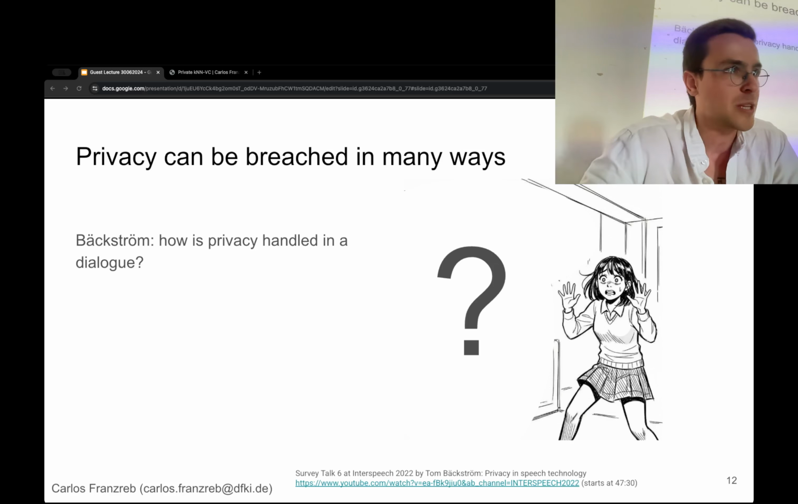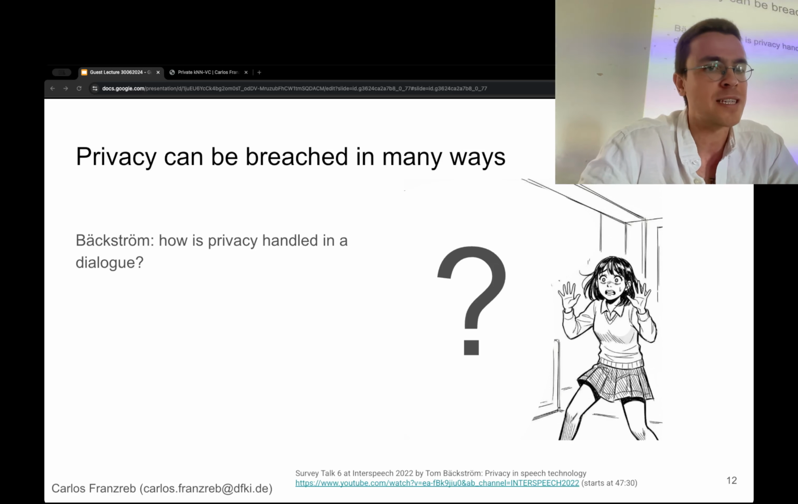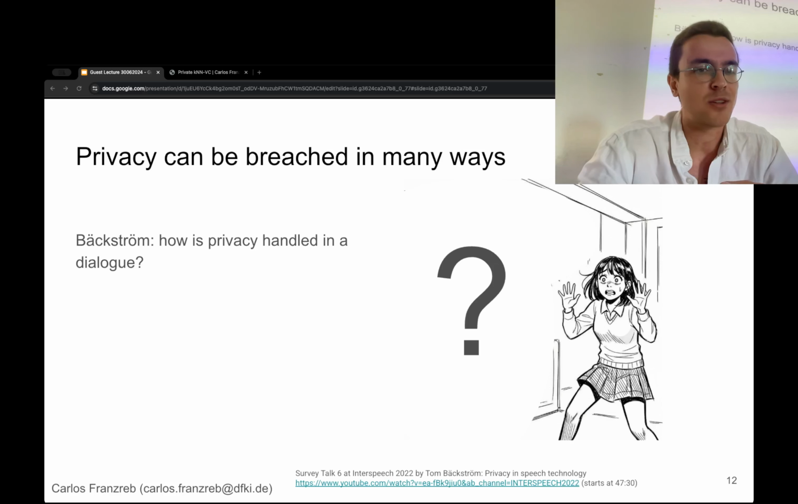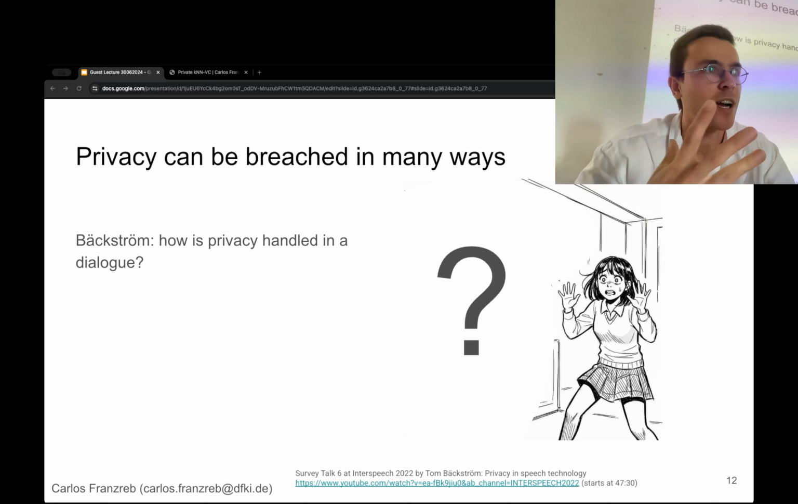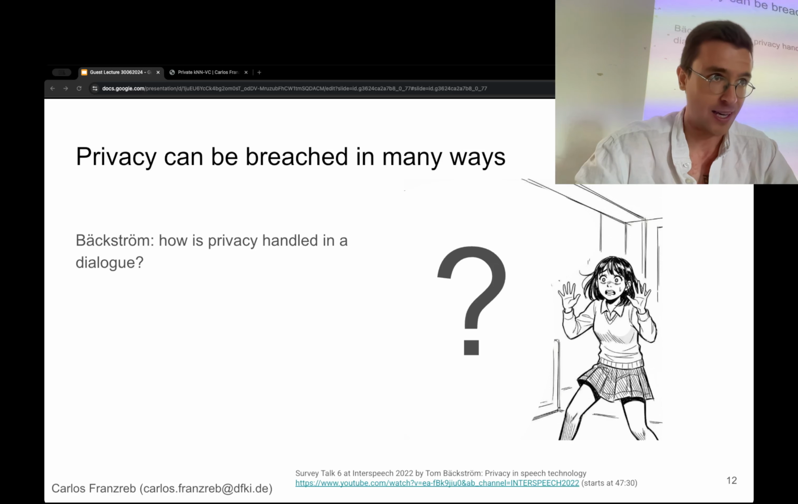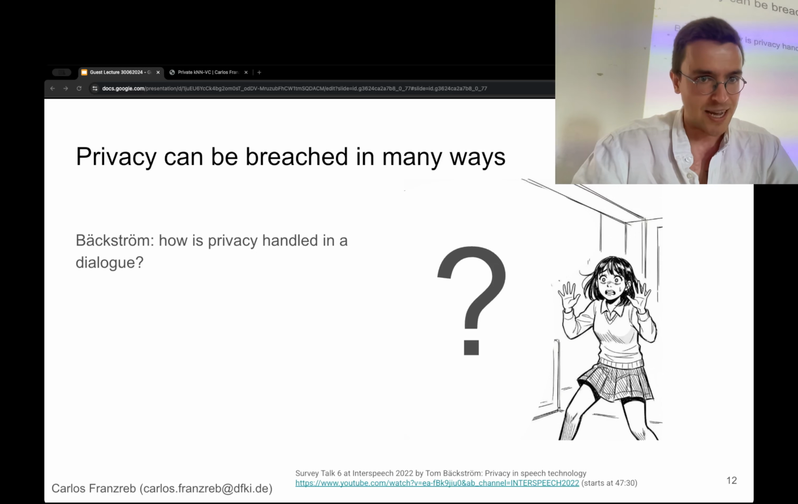And the last thing I want to say about privacy before moving on is to state again how ambiguous the topic of privacy is and how context dependent it is. Beckstrom, a professor who is also working on this topic for speech particularly, gave a survey talk about privacy a couple of years ago, and he mentioned this example that I have here, which asks how privacy is handled in a dialogue.